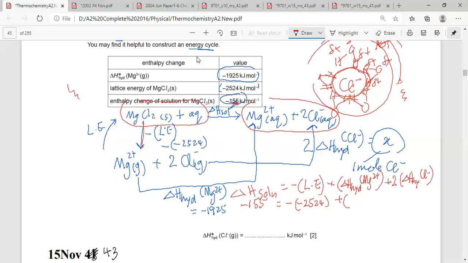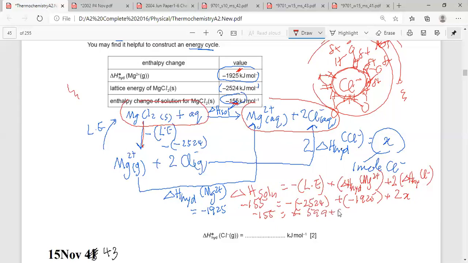Okay? LE is correct. So here hydration is what? Minus, okay? Why? Because bonds are formed. Minus 1925 plus 2x, let's say x. So here's minus 155 equals, let's quickly go about it. Time is almost up. I should have done this earlier. 2524, it's plus, now here's minus 1925.